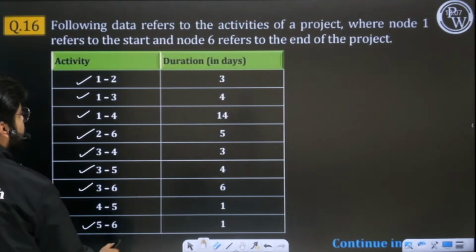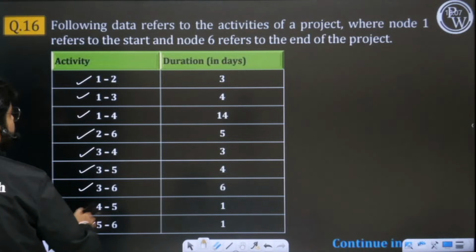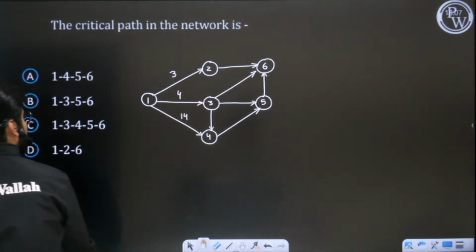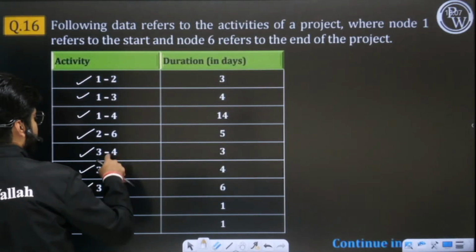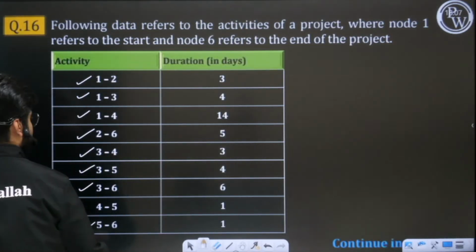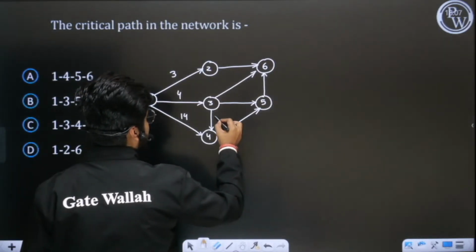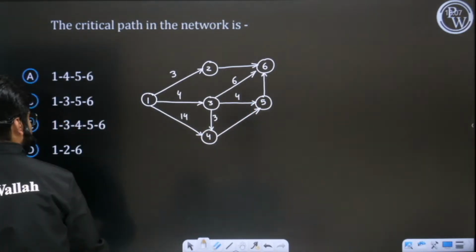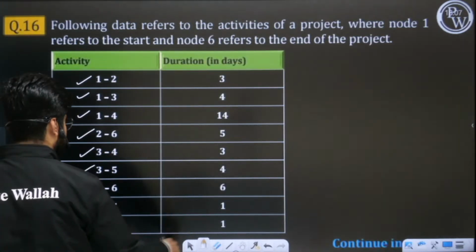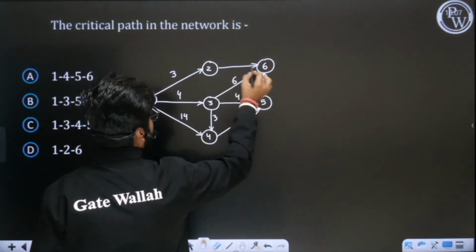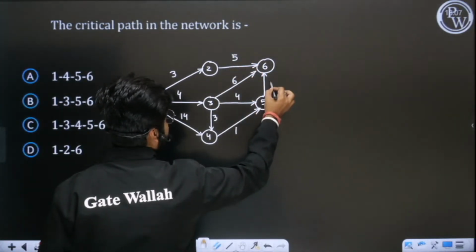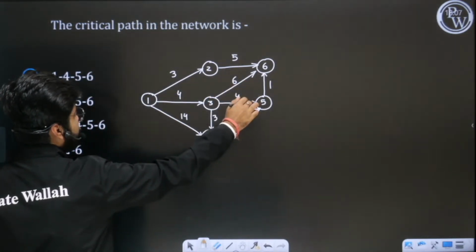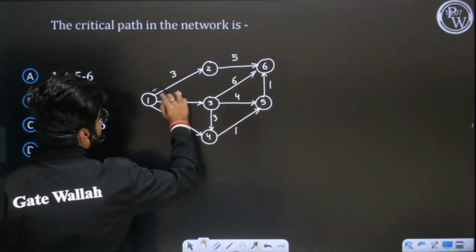Okay, now we'll write the times. So 3 4 is having 14. Then 3 4 6, this is having 3 4 6. Then 2 6 is having 5, and the remaining are 1 each. Okay, so now you have to find the longest one. So for 1 to 6, you can easily find the longest one. See, this is having 8.